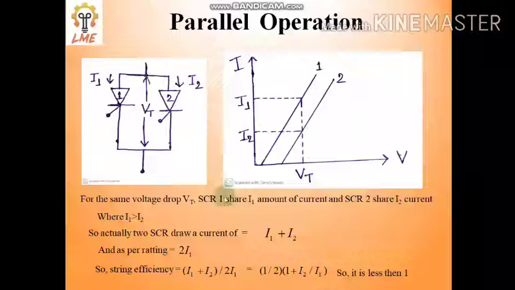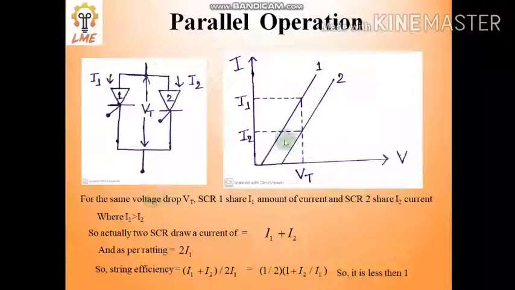In that case, that is the only forward conducting mode we are drawing over here. So across these two SCRs, they are connected in parallel. So the voltage across these two terminals, means voltage across the SCR 1 and SCR 2, is the same, that is V2. But for that same voltage of V2, the current rating is not the same. Means for the particular voltage V2, one is drawing current I2, another is drawing current I1. That is the problem over here.